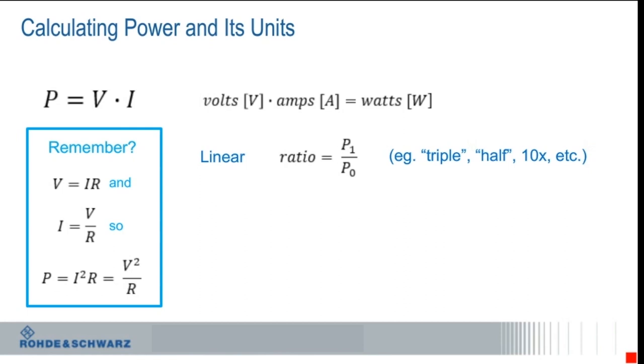But again, we like to talk in logs in the RF and microwave world, so instead of saying times 10 or times 100 or times 1,000, you'd say 10 would be 10 dB, a factor of 100 would be 20 dB, a factor of 1,000 would be 30 dB. Okay, and then remember, 3 is always double. So this one you see a lot.